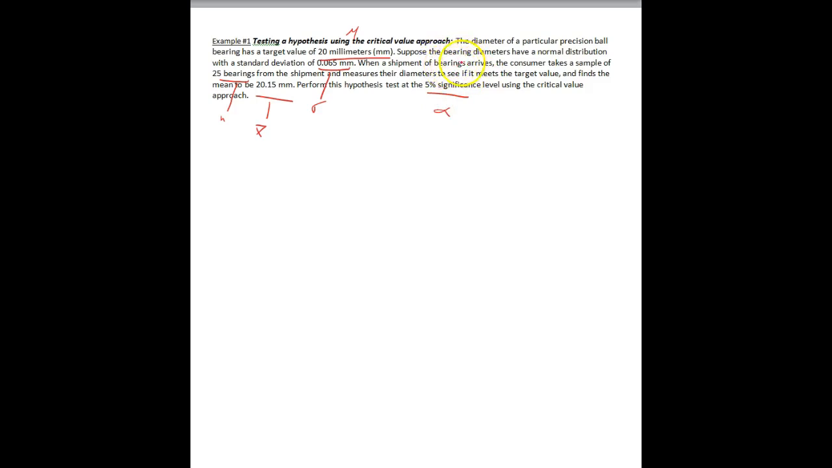Okay, so a natural question that you'll have is, how do we know that 0.065 is a standard deviation of the population, so a sigma versus an s? It's given to you in the verbiage of the problem. It says, suppose the bearing diameters have a normal distribution with a standard deviation of 0.065. So it's talking about the bearings holistically, and we haven't even mentioned the sample yet. So at this point in the narrative, we don't know anything about a sample. So we know we're talking about a population characteristic, because it says suppose.